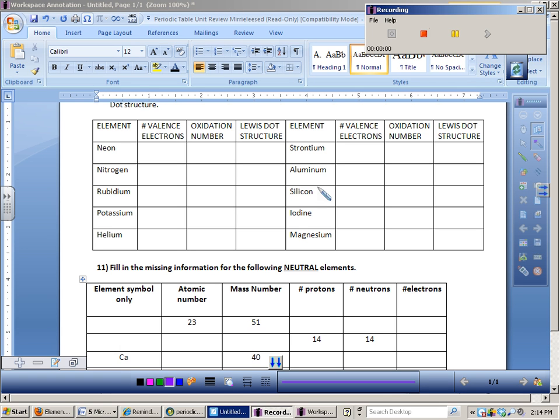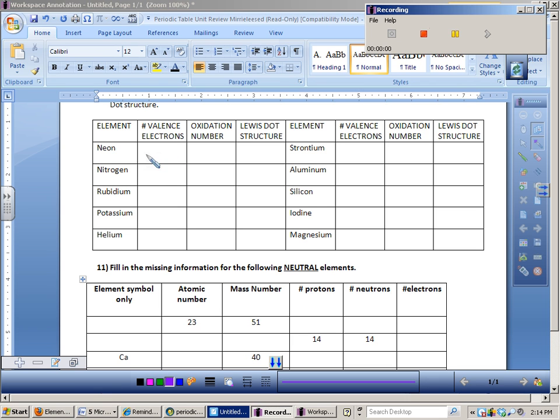Okay, in this next section, it asks us to be able to determine how many valence electrons are in an atom, what its oxidation number or valence charge is, and its Lewis dot structure. So you're going to need your periodic table for this, and we will provide you with a class set. You will not be able to use your personal periodic table on the test.